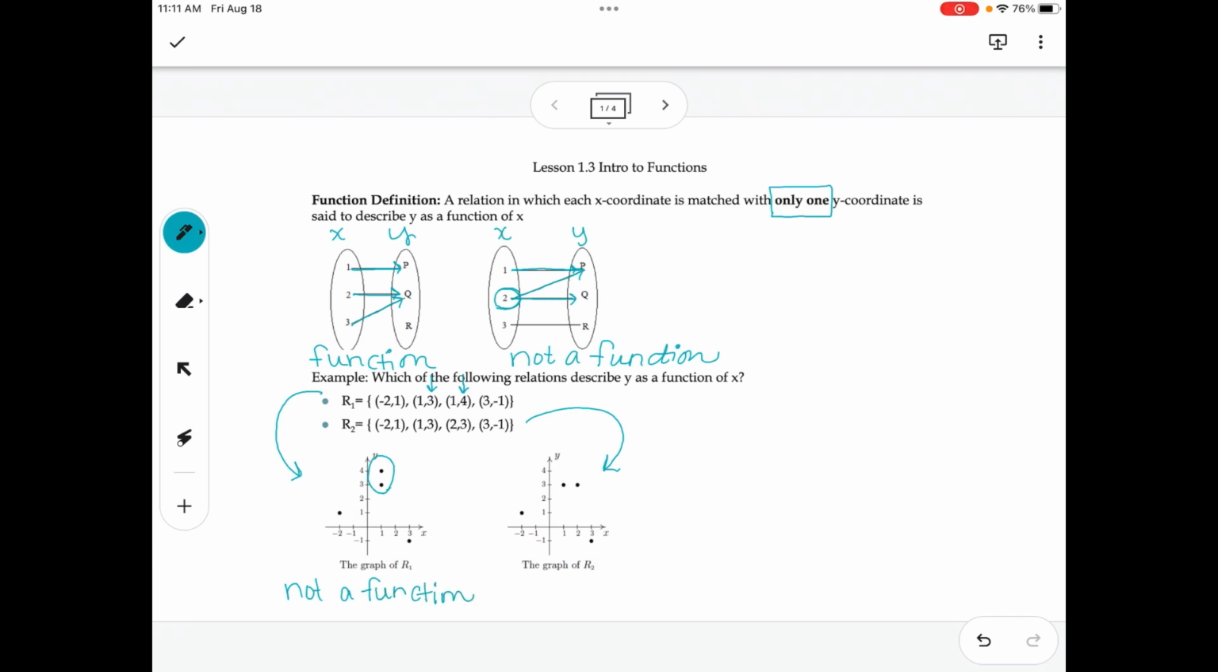However, when I look at the right, there are no vertically stacked points. It's okay to have them stacked horizontally because the value of 1 goes to 3 and the value of 2 goes to 3. So each x value goes to a y value. So the graph on the right is in fact a function.